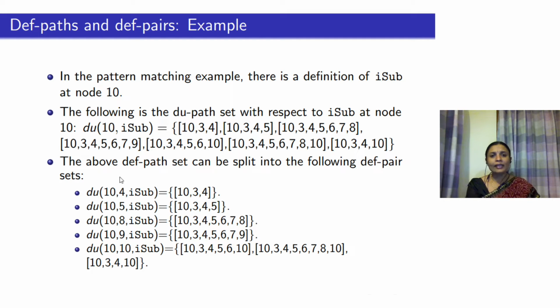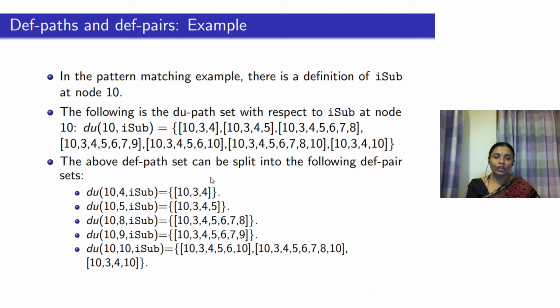I can break this DU path set by grouping together. So here, what did I consider? I considered the variable V was I sub, and the node that I began in was 10, right? So this is DU(n_i, V), and the uses at various ends were listed here.